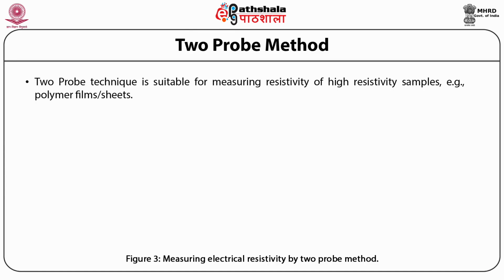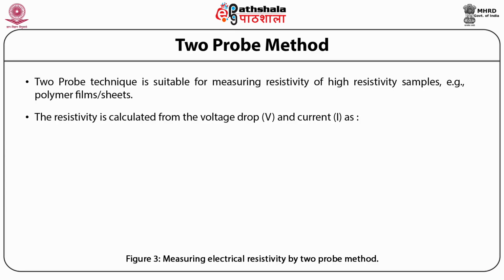sheets and films, etc. As shown on the screen, the resistivity is calculated from the voltage drop V and current I as rho equals VA by IL.